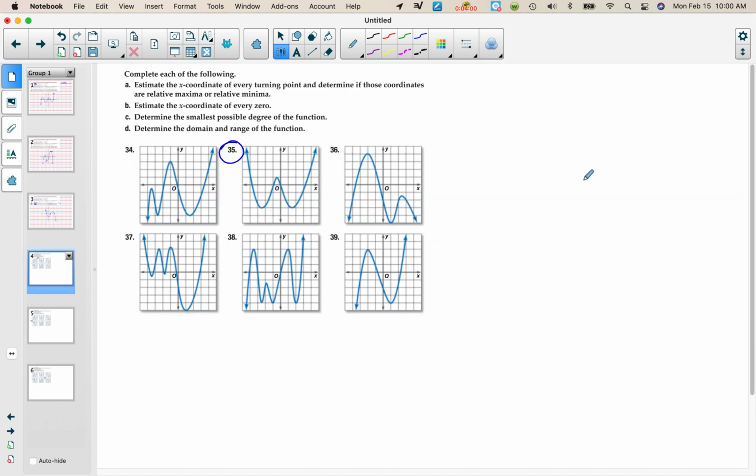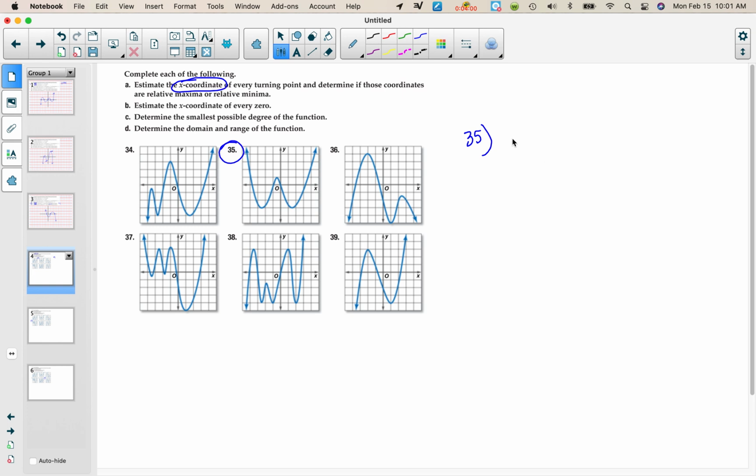Then this next set of problems, they give you the graph. You have to estimate the x-coordinate. So here's number 35. Estimate the x-coordinate of every turning point and determine if those coordinates are relative maxima or relative minima. So notice that they say estimate the x-coordinate. So they're not having you do an ordered pair. You could in other situations. It's just that these are what these directions say, the x-coordinate.